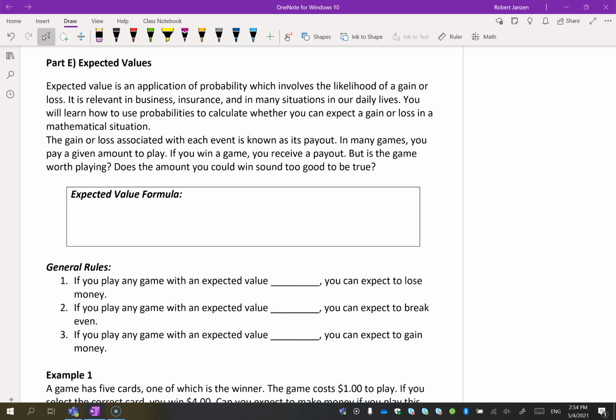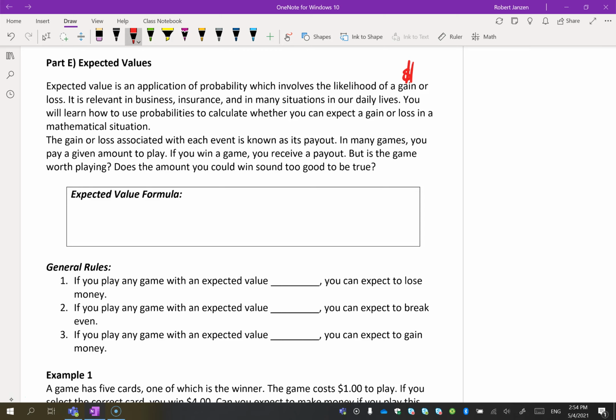Okay, so let's take a look at what an expected value is. Expected value is an application of probability which involves the likelihood of a gain or a loss. In other words, are you going to gain some money or lose some money? It's relevant for business, insurance, and many situations in daily life. There are many times where we use expected value and you probably don't even know you're using it. You'll learn how to use probabilities to calculate whether you can expect a gain or a loss in a mathematical situation. The gain or loss associated with each event is known as the payout.